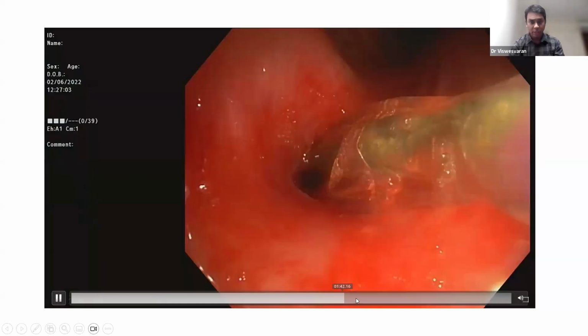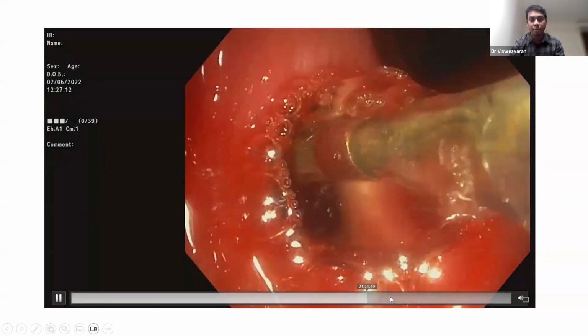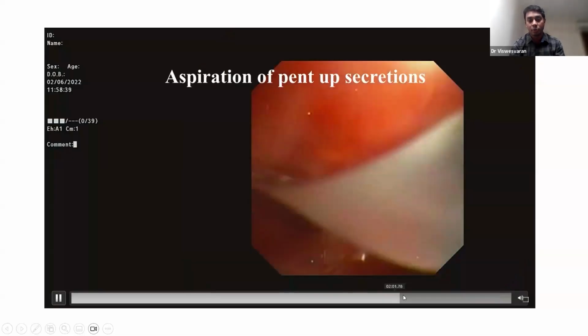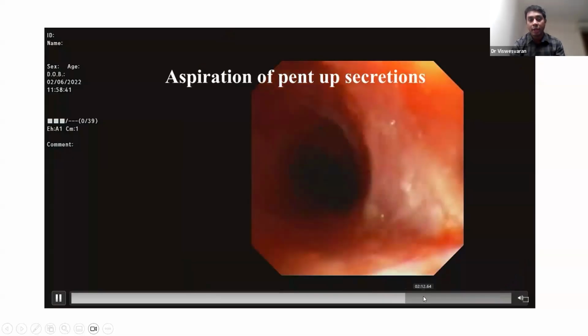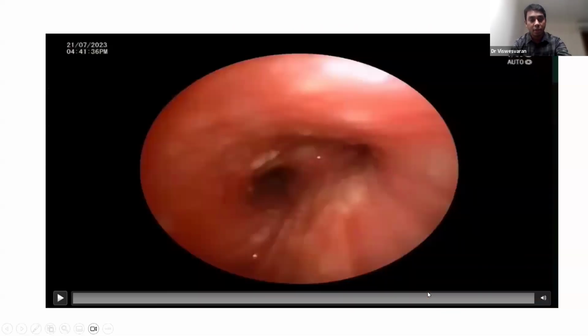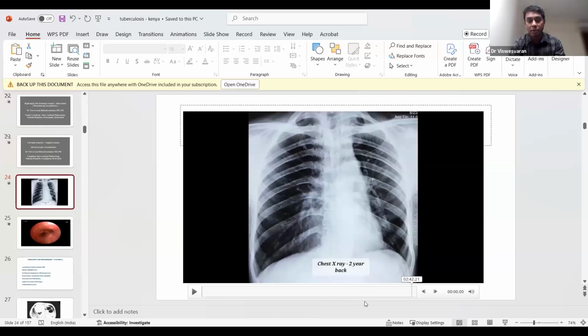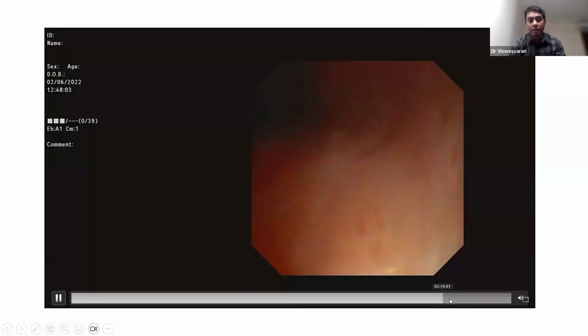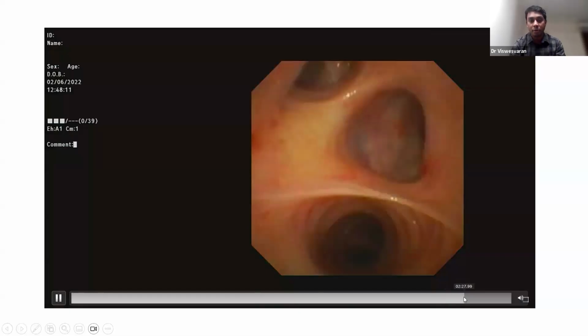And then we were able to make sure that we are in the path which is leading into the left main bronchus. And once we know that, we are dilating with the help of the CRE balloon, and all the pent up pus which was there in the distal airway lumen was collected. And now you can see that the left main bronchus was completely recanalized. So the left main bronchus in this case was completely recanalized. And as you can see from here, there is a complete recanalization of the left main bronchus.